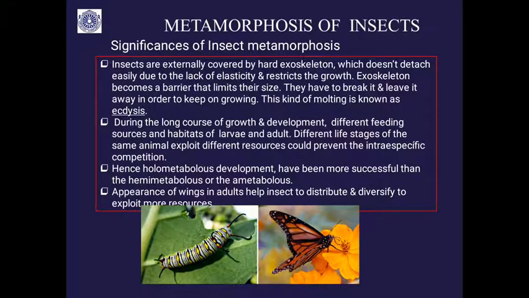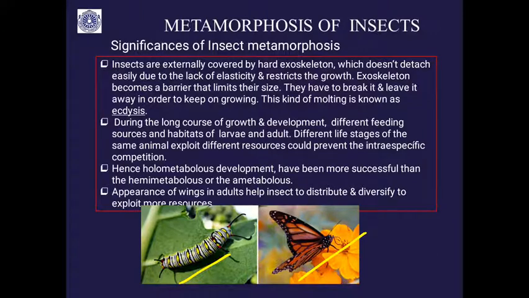During the long course of growth and development, there are different feeding sources and habitats. The caterpillar feeds on leaves, whereas the butterfly feeds on nectar. So they don't share the same habitat and niche. This reduces intraspecific competition, so the larva and adult don't compete for the same resource and the same habitat.